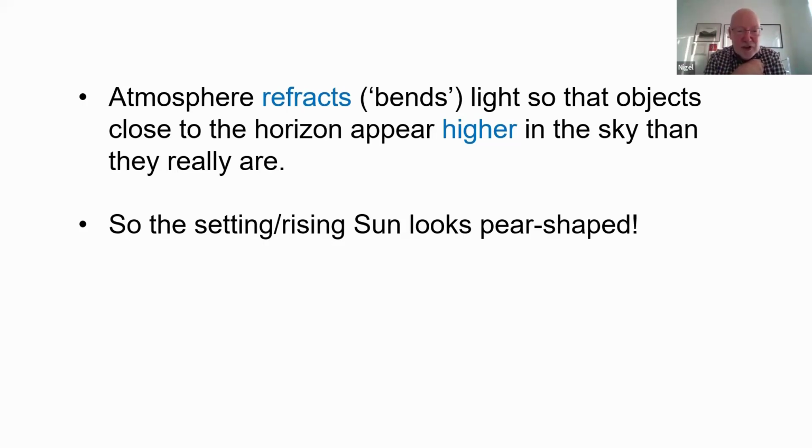For the more mature students, you'll remember this from O-level physics, as I do. And light doesn't quite travel in a straight line through the atmosphere. It bends towards really the vertical, I suppose. So anything close to the horizon actually appears higher in the sky than it really is. And this is why, if you've ever seen the sun under ideal conditions, either setting or rising, the bottom part of the sun seems to be lifted up, and that's why it looks pear-shaped. So a pear-shaped sun at sunset and sunrise is all to do with atmospheric refraction.